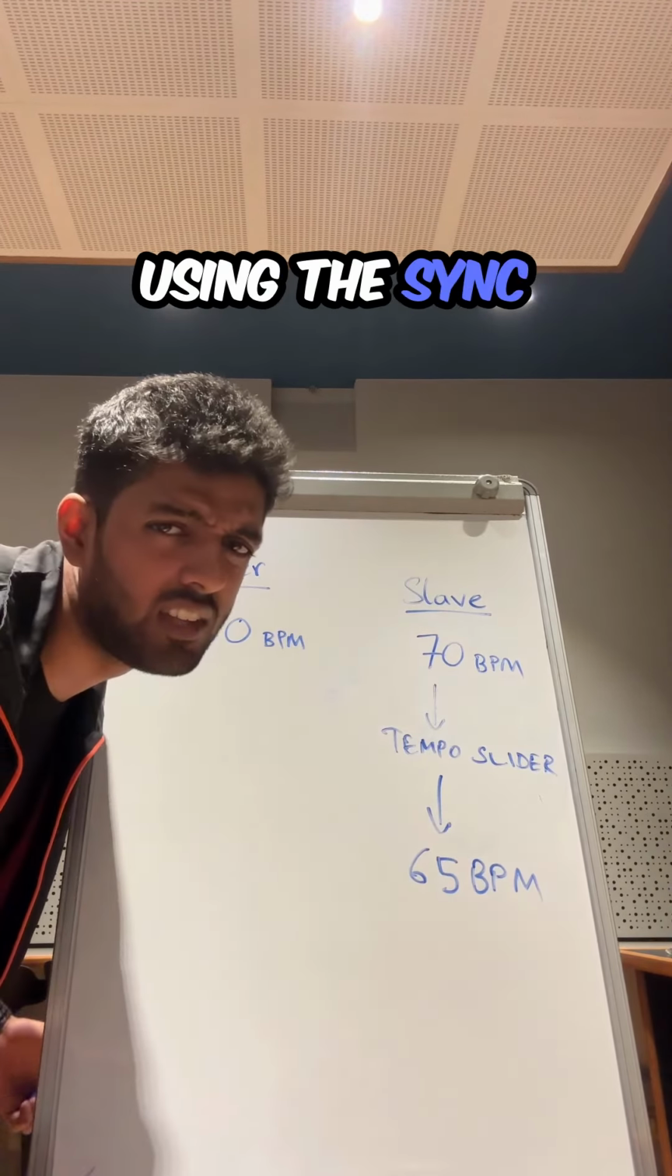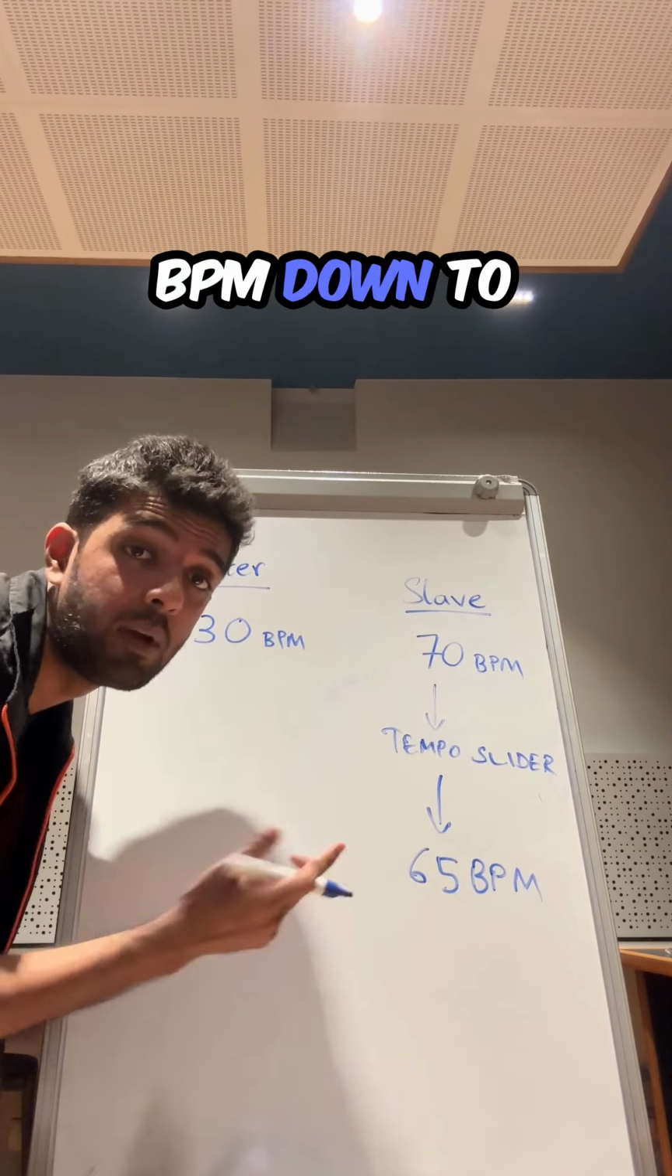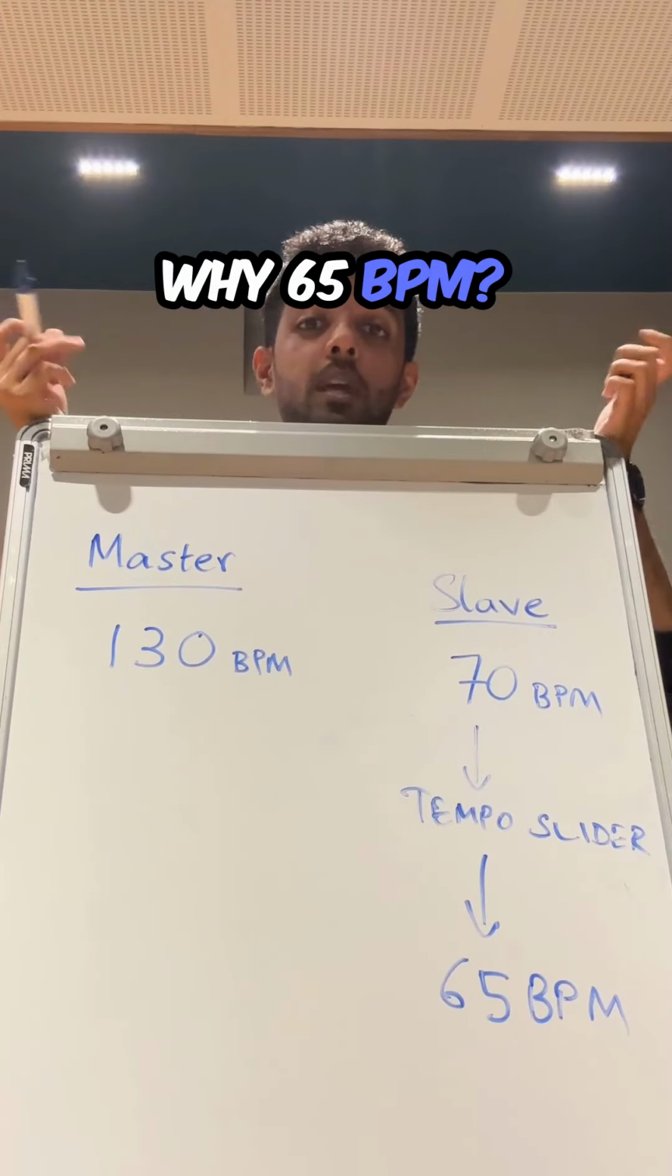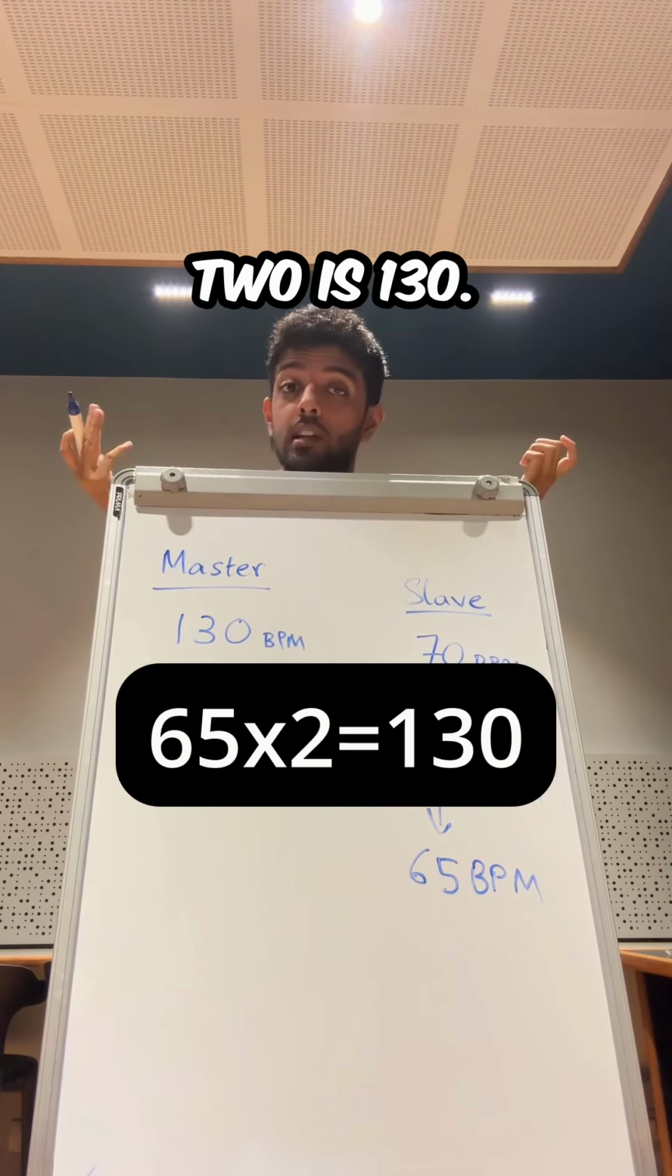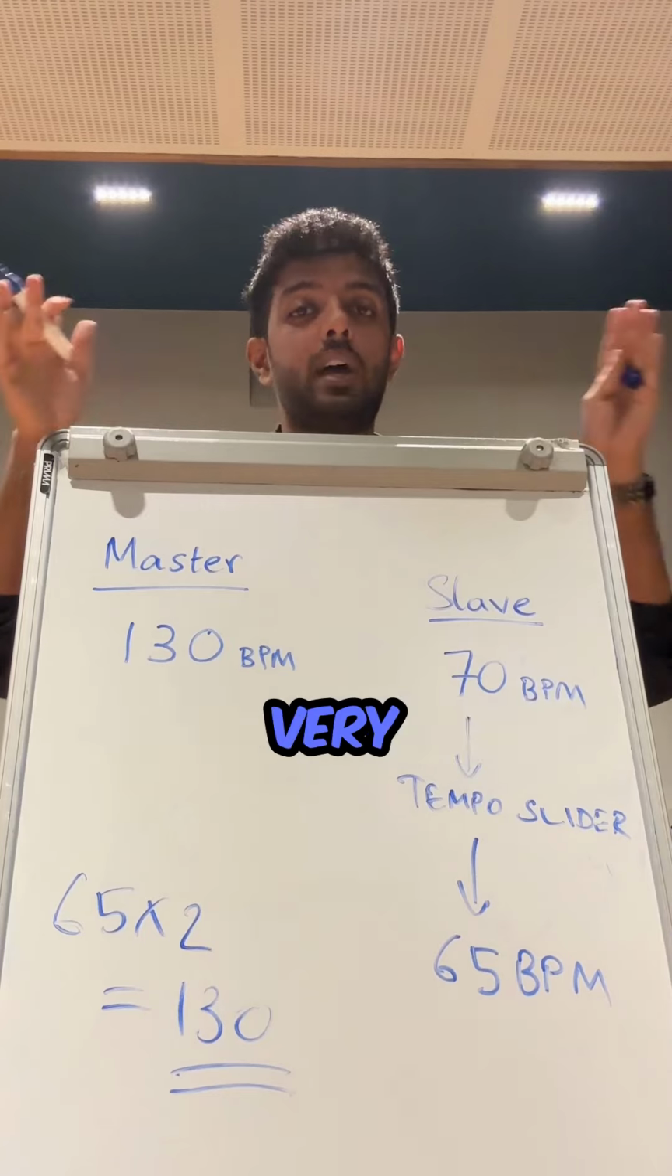Well, instead of using the sync button, you use the tempo slider to bring the BPM down to 65 BPM. Why 65 BPM? Because 65 times 2 is 130. Quick maths. Which will still make your transitions very smooth while beat matching.